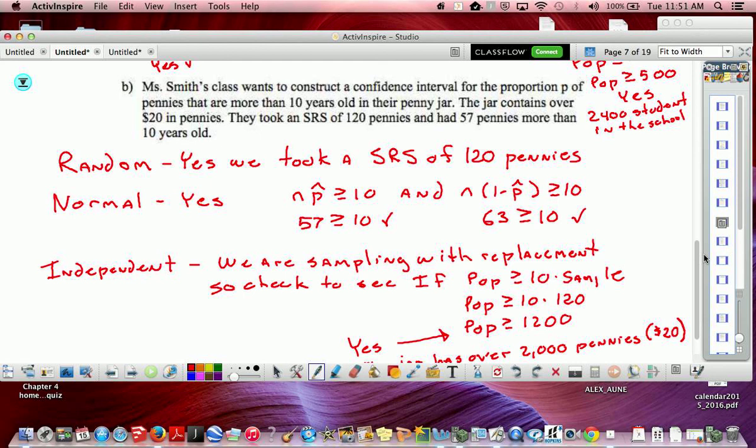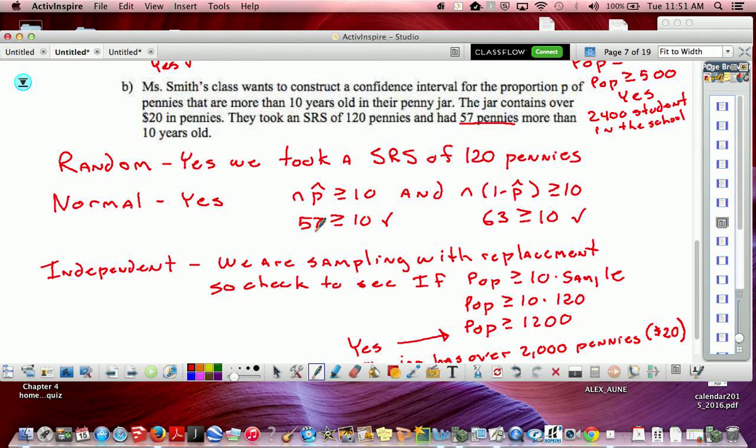Is it normal? In our case it is, because I'm checking to make sure the number of successes and the number of failures I get are both greater than or equal to 10. In our case, we had 57 pennies that actually were more than 10 years old. So we had 57 successes, meaning we had then 63 pennies that weren't, because these two numbers should add up to your sample size.